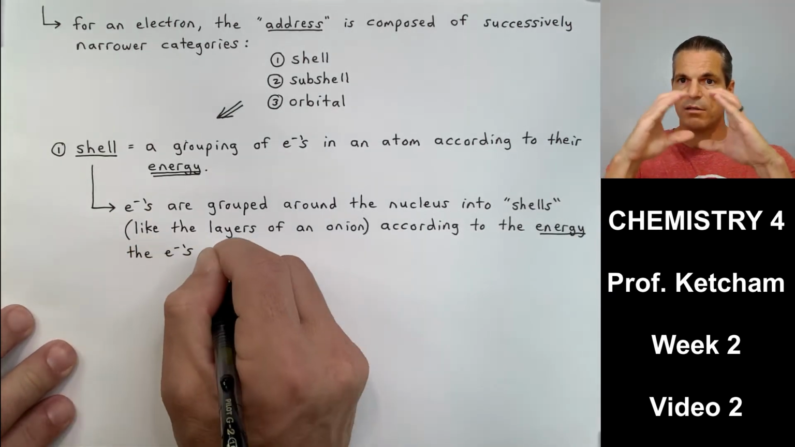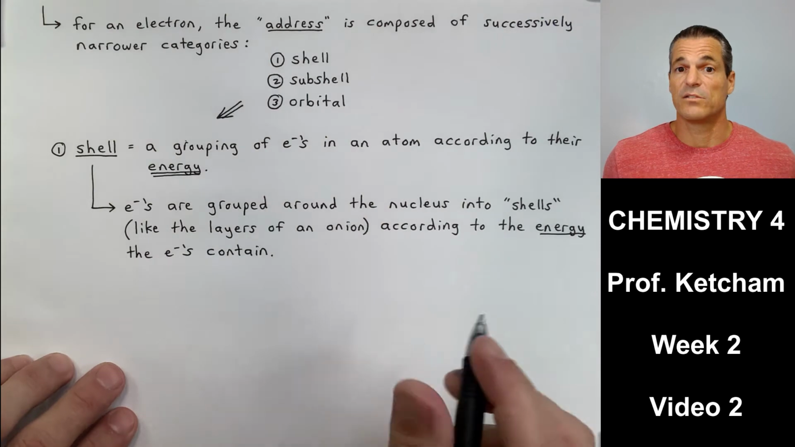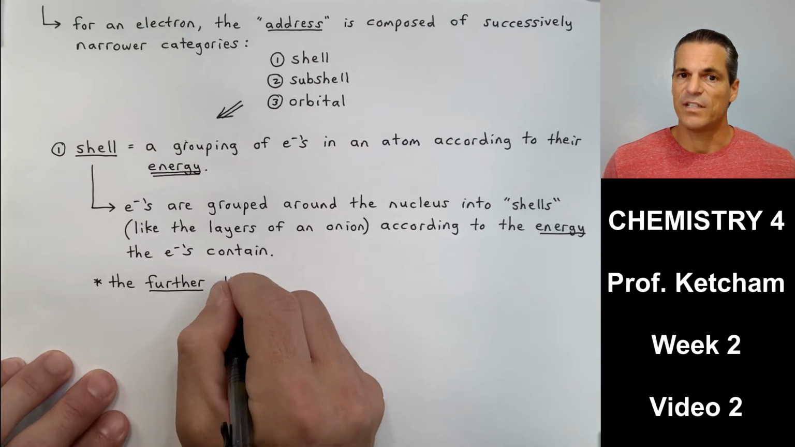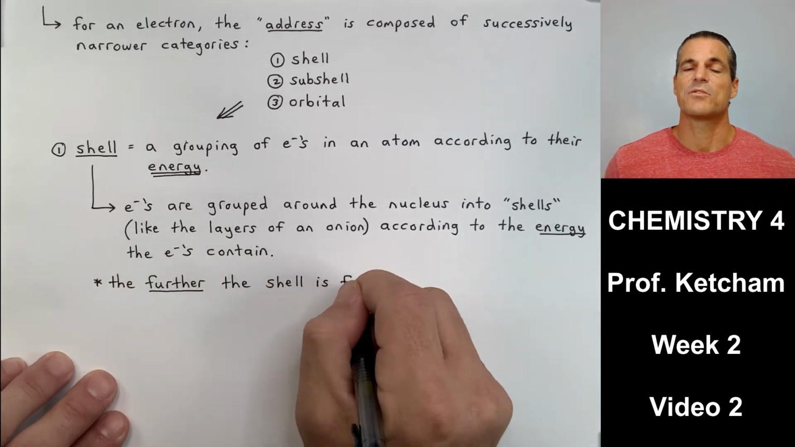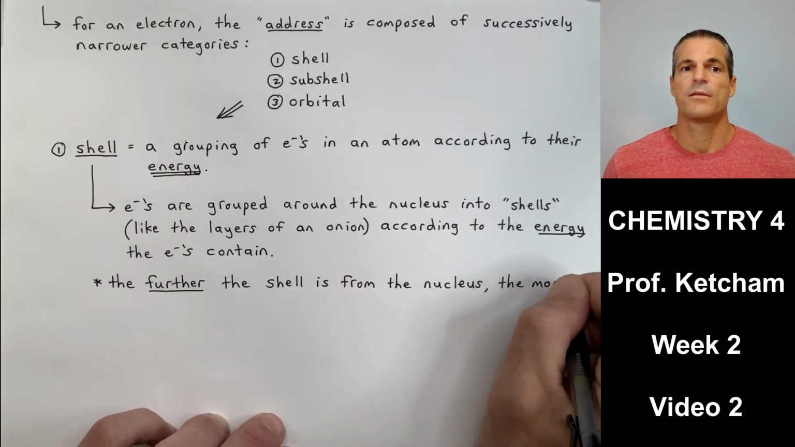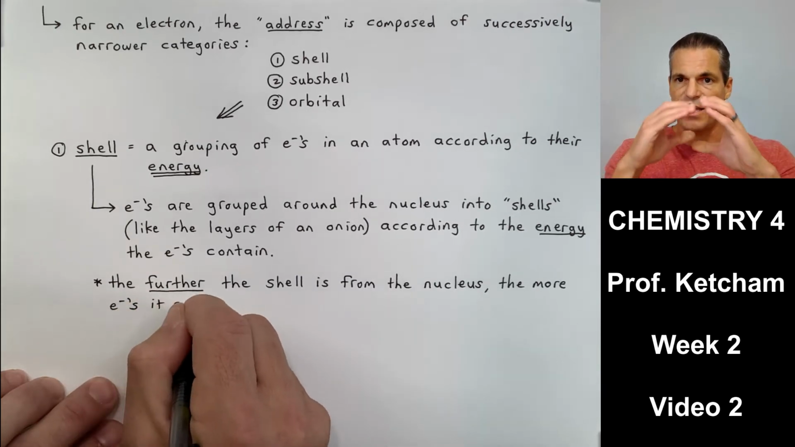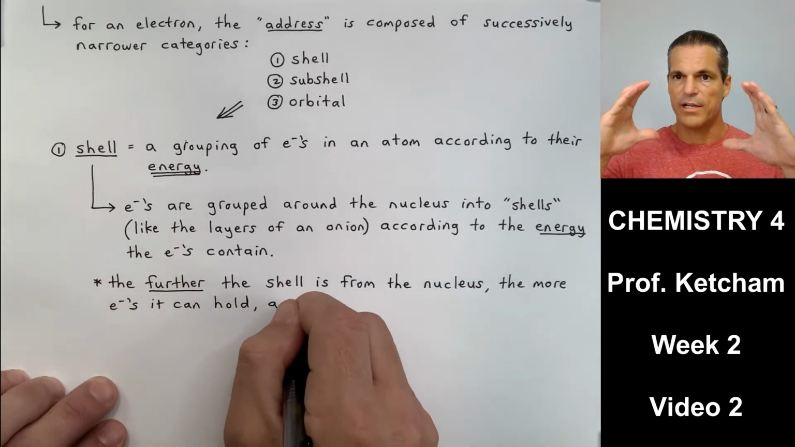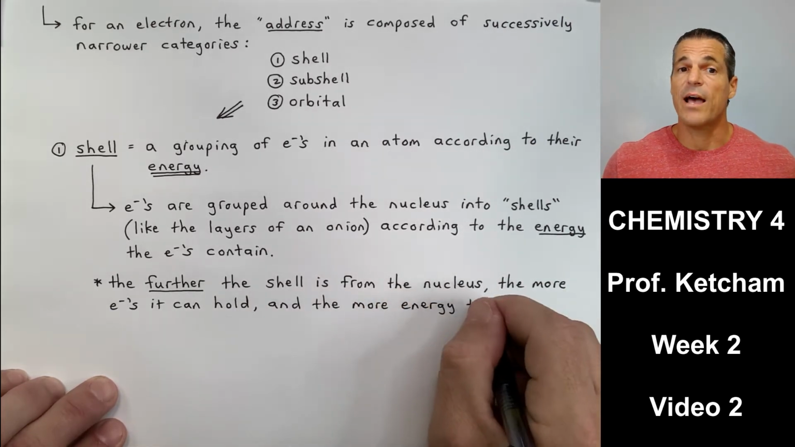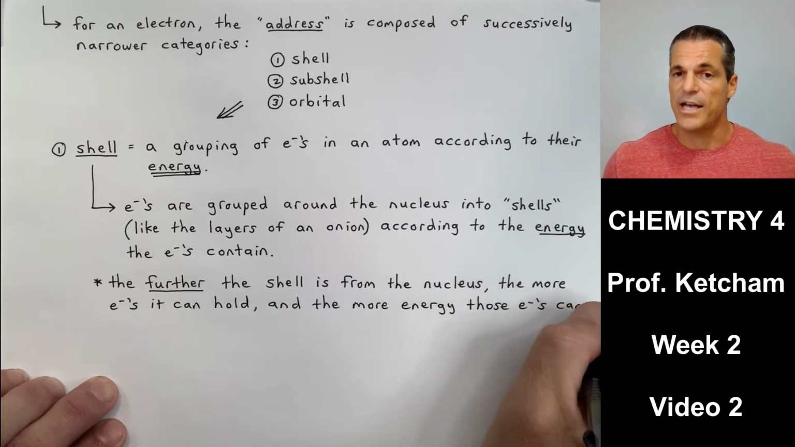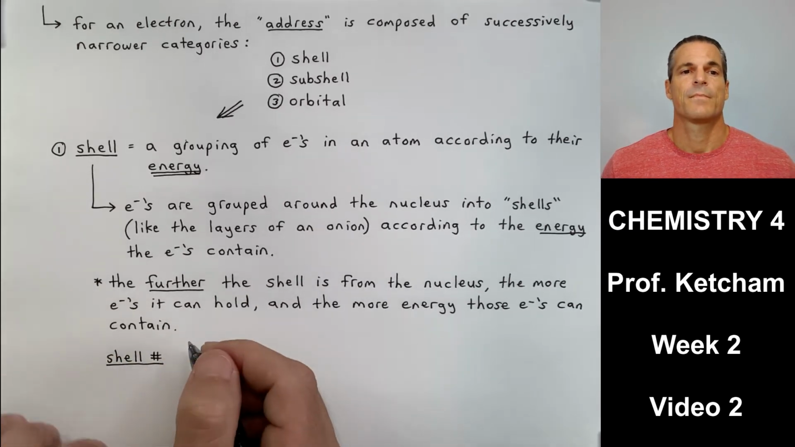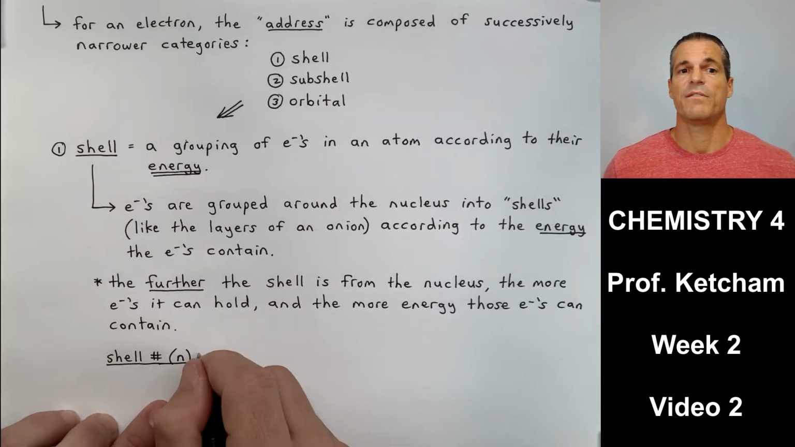The n equals 1 shell, n equals 2, n equals 3, n equals 4, and so on. All right. So electrons are grouped around the nucleus into shells, which are like the layers of an onion, according to the energy the electrons contain. Now, the further the shell is from the nucleus, the more electrons it can contain. We usually go to about n equals 7. And the further we get out, that's the larger shell, higher energy level, and more electrons can be contained in those energy levels.